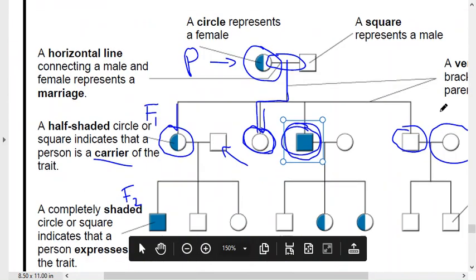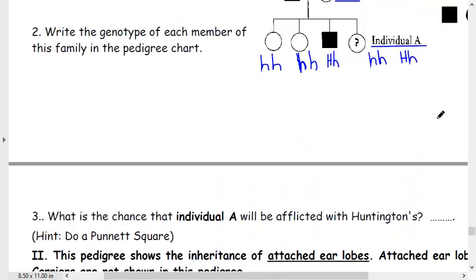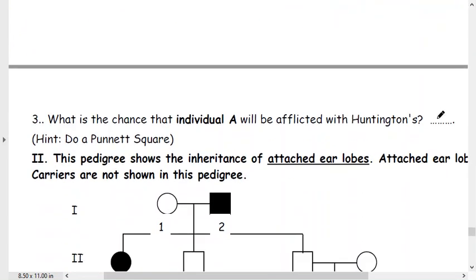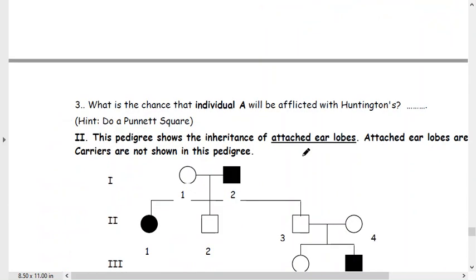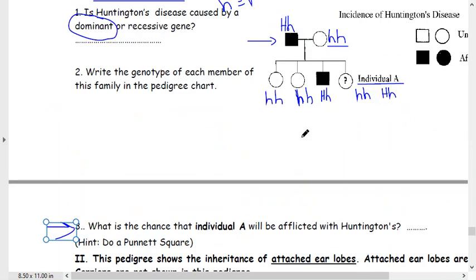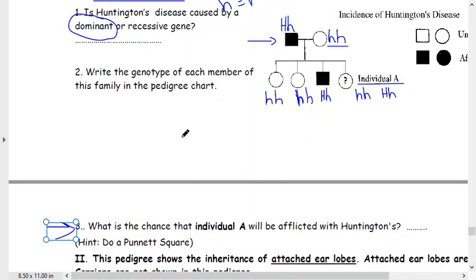Oops, I don't know why that happened. Go back down here. All right, let's look at the next one. We're gonna do 3 of these. Zoom out. Oh, there, it's right here. Number 3, what's the chance that an individual A will be affected with Huntington's? All right, there we go. That's why there's a question mark there. I was wondering why there was a question mark.